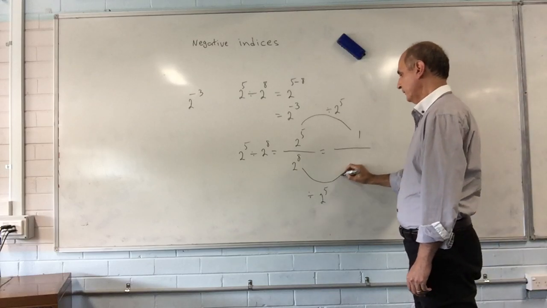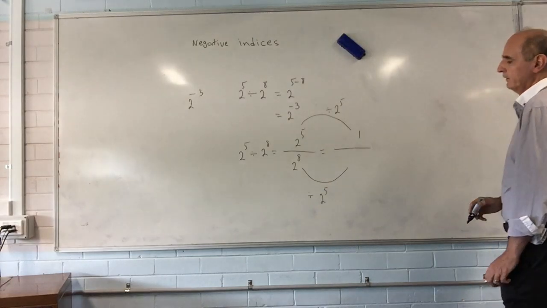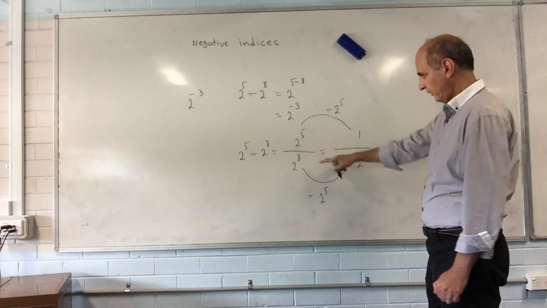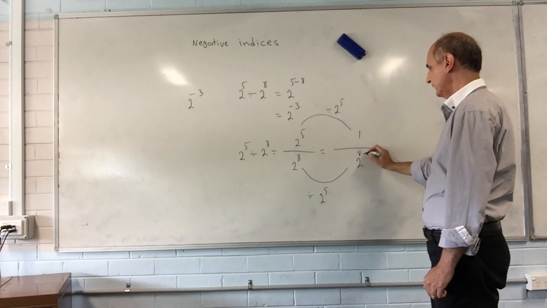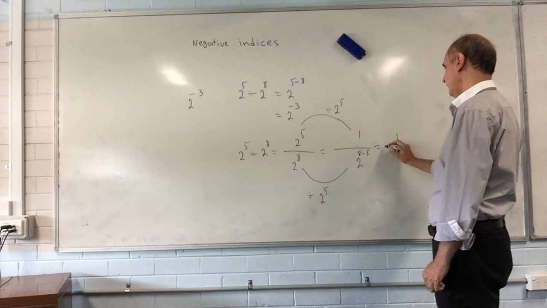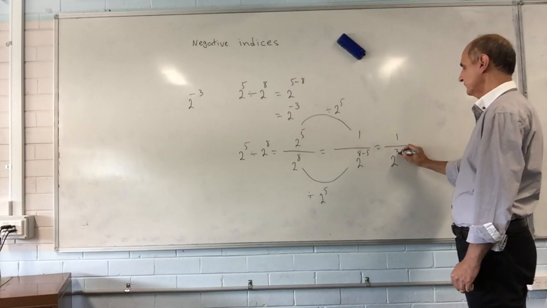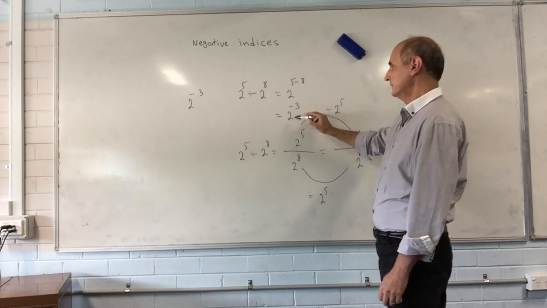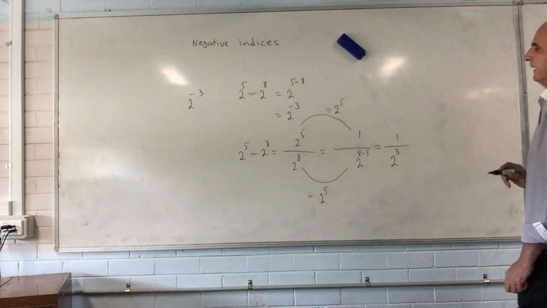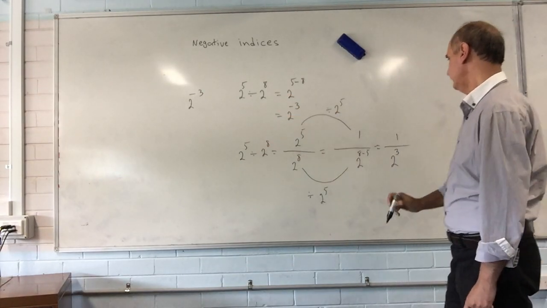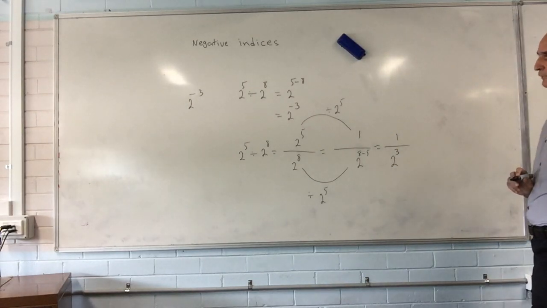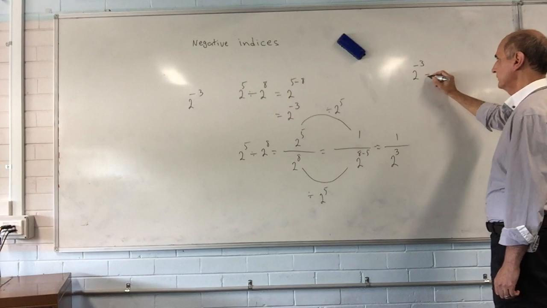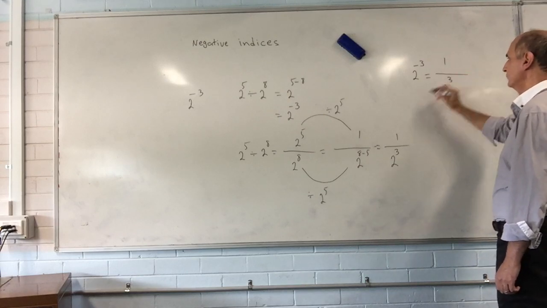Then 2 to the 8 divided by 2 to the 5: again I'm dividing, so I take away the powers. This time it's 2 to the power of 8 take away 5, which is 2 to the power of 3. That gives me 1 over 2 to the power of 3. So we showed that 2 to the 5 divided by 2 to the 8 is the same as 2 to the minus 3, and is also 1 over 2 to the power of 3. So these two are the same thing. In other words, I can claim that 2 to the minus 3 is the same as 1 over 2 to the 3.